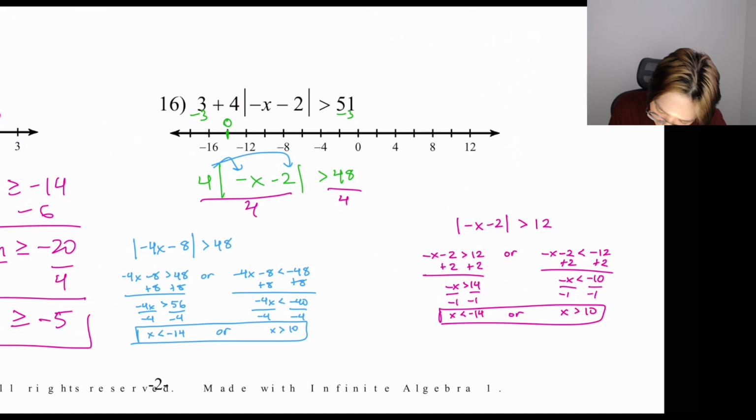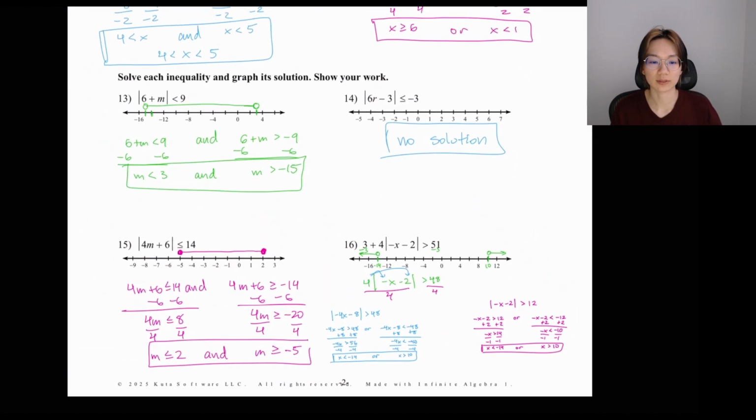Greater than 10, which is right here. 10 is in between 8 and 12. Open circle over there. Negative 14, it is less than. 10, it is greater than. So there's our graph, there's our answer.